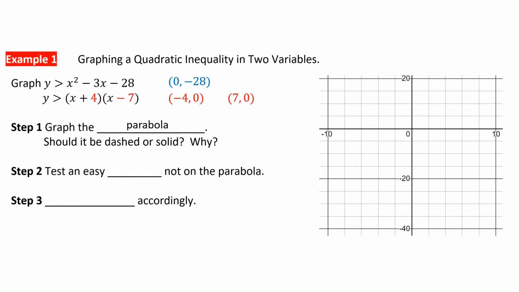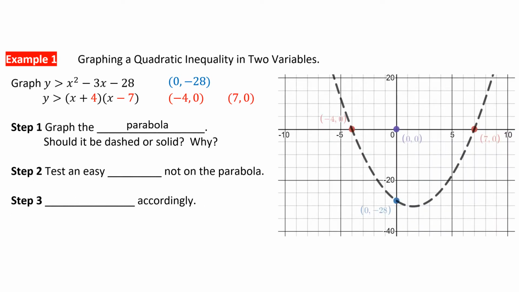And should it be dashed or should it be solid? Well, since it's strictly a greater than symbol, not equal, we're going to want this thing to be a dotted line. So you can see we have our x-intercepts, we have our y-intercept. And step 2 said to take a point inside the parabola. I don't know that we always need to take something inside, but we should take something that's pretty easy to work with. So we're going to take a point that's not on the parabola, and we're going to test it.